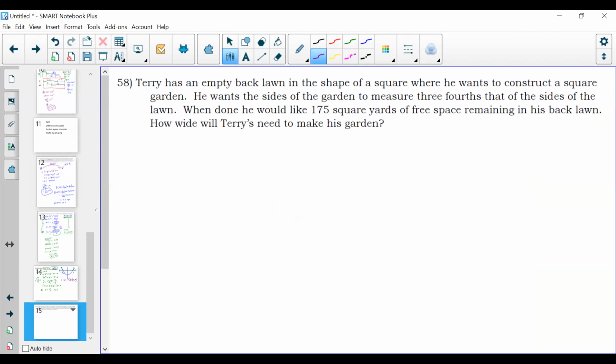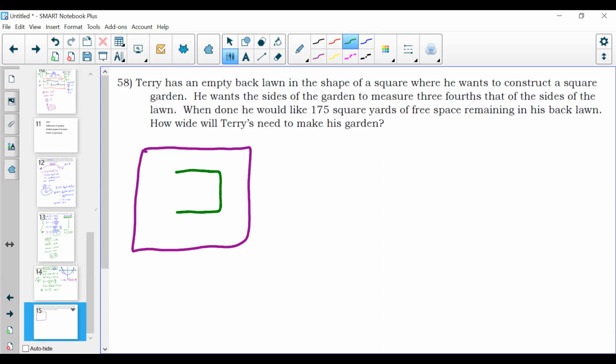All right. So basically, what's happening is that there's a square, a square backyard, back lawn, whatever you want to call it. And he also wants to make another square garden somewhere inside of his square back lawn. And he wants the side of this garden to be 3/4 that of the yard. So if this is X, he wants the side of the garden to be 3/4 X. And when done, he will like 175 square yards of free space remaining in his back lawn.